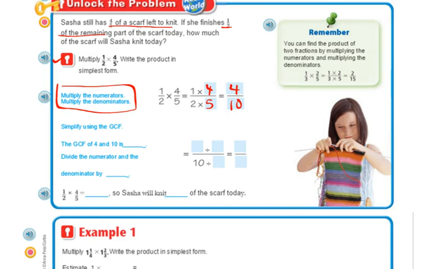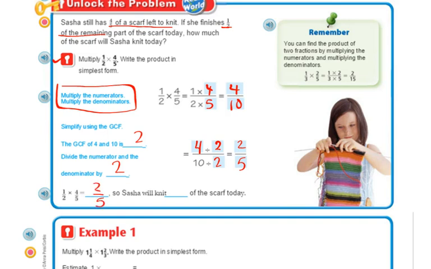All right. So we need a common factor that can come out of 4 and 10, and we're going to take a 2 out. So the GCF of 4 and 10 is 2. So I'm going to start with my 4/10 here. I'm going to divide out of the top and bottom a 2. If I divide 4 by 2, I get 2. If I divide 10 by 2, I get 5. All right, so we're going to divide the numerator and the denominator by 2, like I said, and we are going to get a simplified version of 2/5. So 1/2 times 4/5 is equivalent to 2/5.